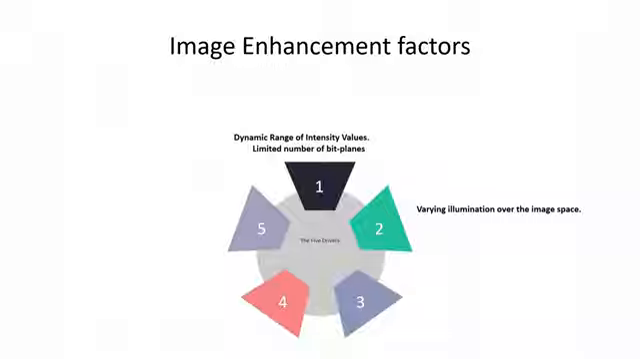Second one, varying illumination over the image space. Here, I have already informed you at the beginning of image acquisition, illumination is just like a flash device for our flashing of the light while we are taking an image or capturing a photo. That illumination will vary, and this varying of illumination might also affect the image, that will lead us to enhancement.